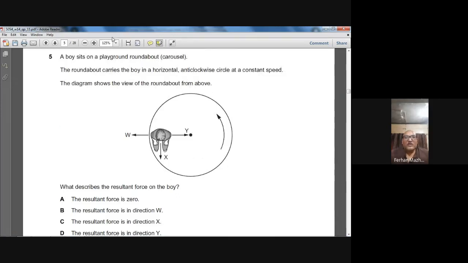A boy sits on a playground roundabout. The roundabout carries the boy in a horizontal anti-clockwise circle at a constant speed. The diagram shows the view of the roundabout from above. What describes the resultant force on the boy? The direction of the resultant force should always be towards the center of the circle when you are moving in a circle. D is the best option. The resultant force is in the direction of the Y. So, sir, D is the right option.